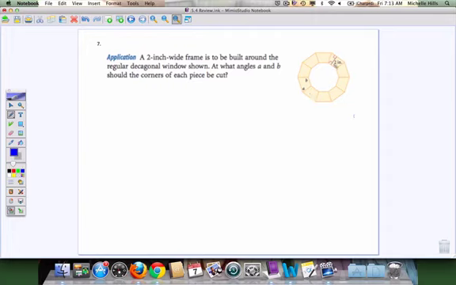So I have this situation, and in this case, frankly, the fact that this is 2 inches really doesn't matter. I need to know these angles. So I'm going to label this interior angle of this decagon 1.